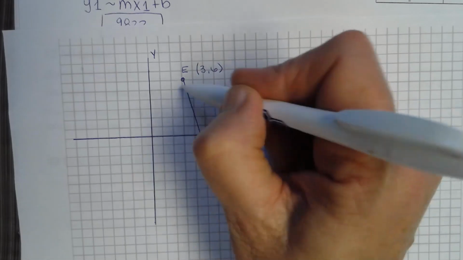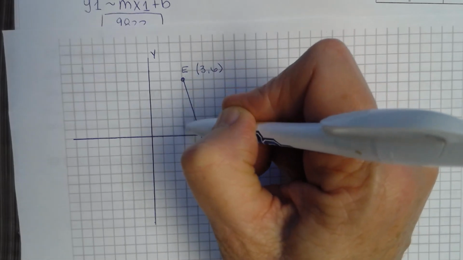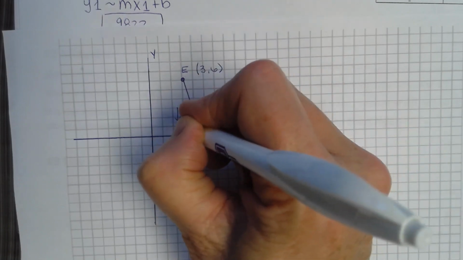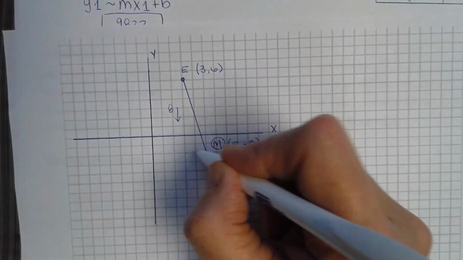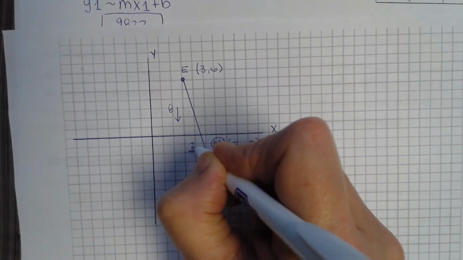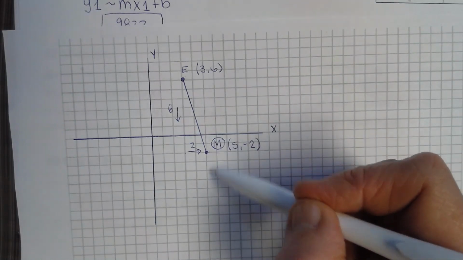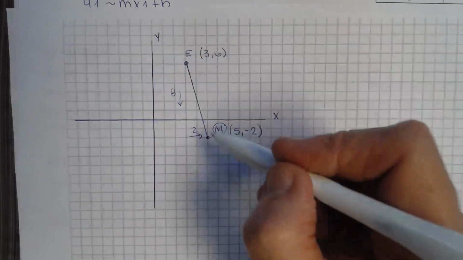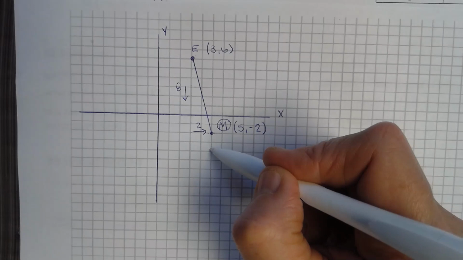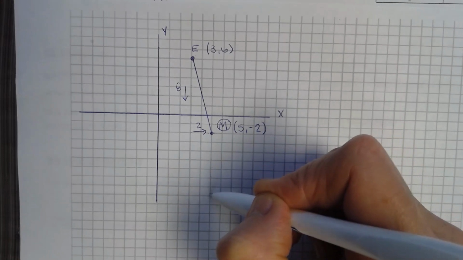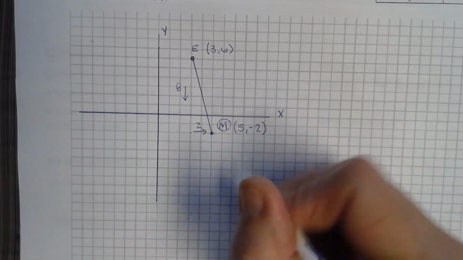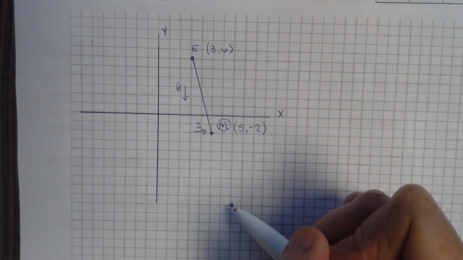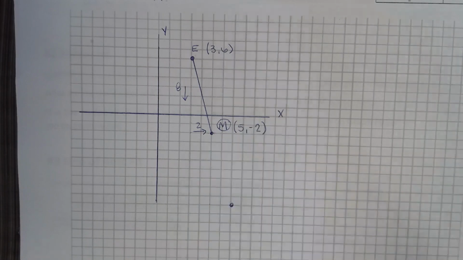So if I count down 1, 2, 3, 4, 5, 6, 7, 8. So I counted down 8 and then over 2. So if I want to find another line just like it, I'm going to count down 8 and over 2 again. So from here, 1, 2, 3, 4, 5, 6, 7, 8, and over 2, and that gives us the other end of the line with M being the middle.